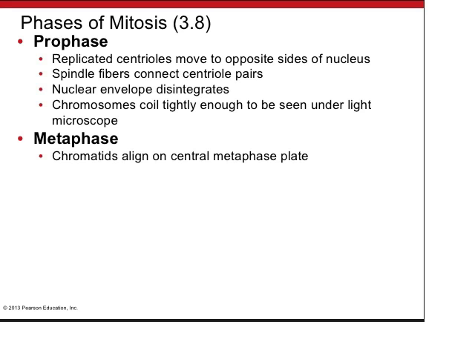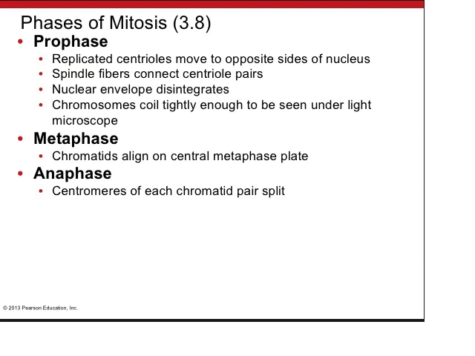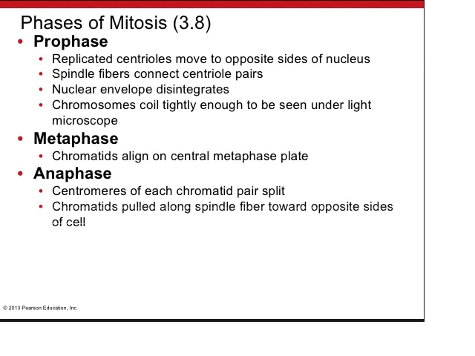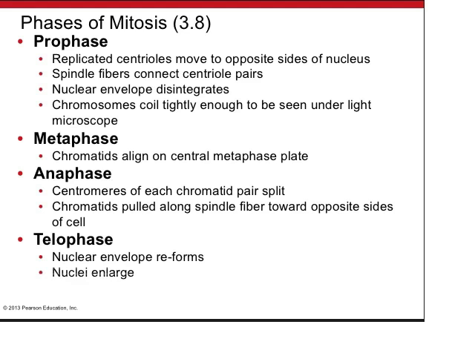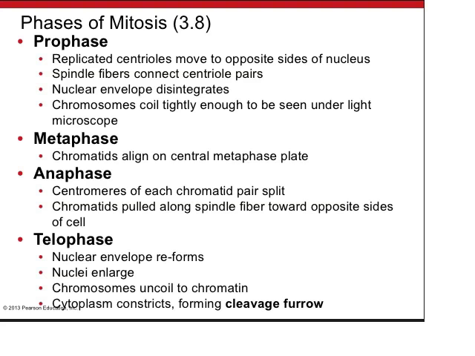In metaphase, the chromatids align on the central metaphase plate, and in anaphase, the centromeres of each chromatid are pulled apart. The chromatids are pulled along the spindle fiber towards opposite sides of the cell, and then at telophase, the nuclear envelope reforms around each new group of chromosomes. The nuclei enlarge, and the chromosomes uncoil into chromatin, and that is followed generally by the beginning of cytokinesis. In human cells, the formation of a cleavage furrow marks the beginning of this event.